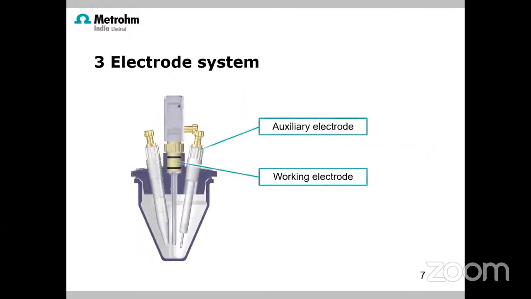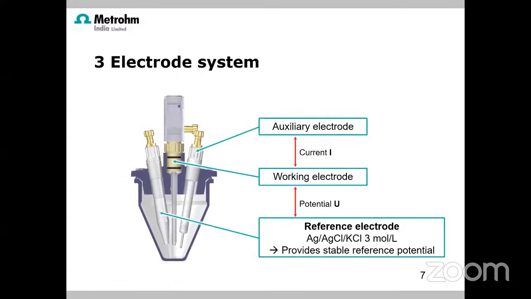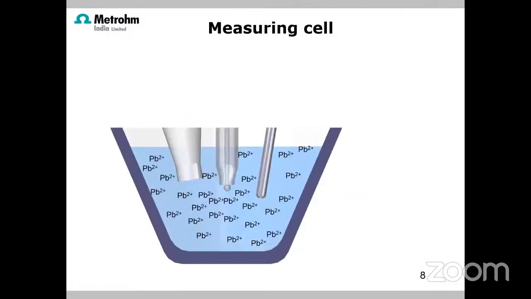Basically we have a three-electrode system. One is the auxiliary electrode. This is similar to the electrochemical detector which we saw a few slides back. You can see we have the working electrode, the auxiliary electrode, and the reference electrode. We apply the potential between the working and the reference electrode, and we measure the current between the auxiliary and the working electrode. This is the measuring cell, the electrochemical cell, with the reference, working, and auxiliary electrodes.